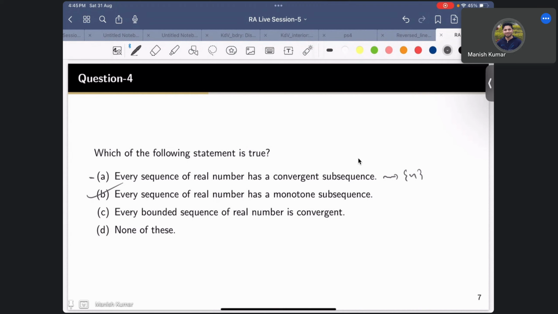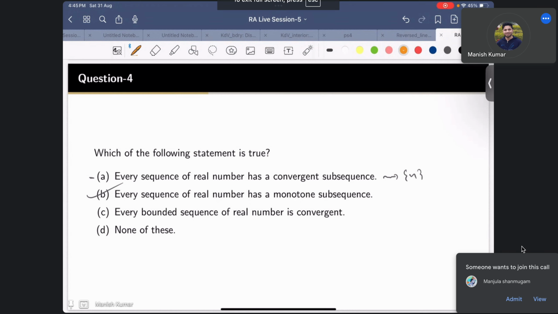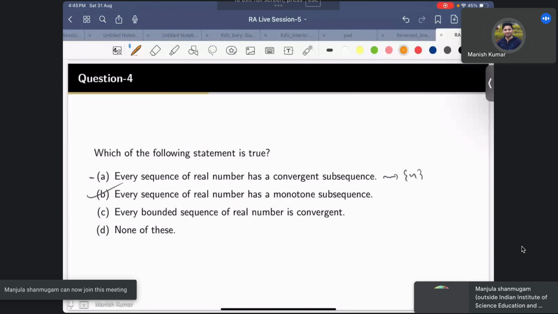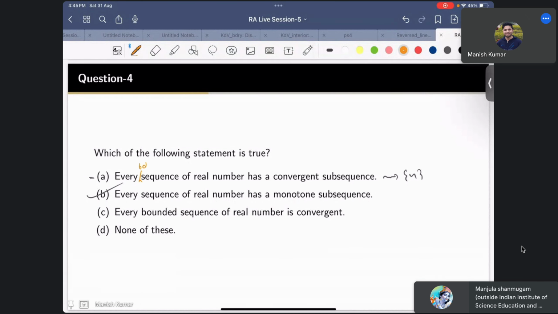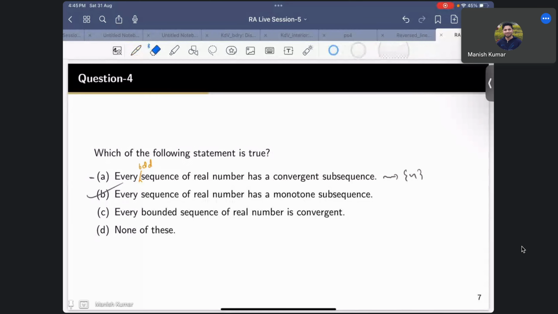So to make this statement true, I just need to add here "bounded". If I add bounded here, then the statement becomes true. Now what about the third one? Can you give some example? Every bounded sequence of real numbers is convergent. Is this one true?